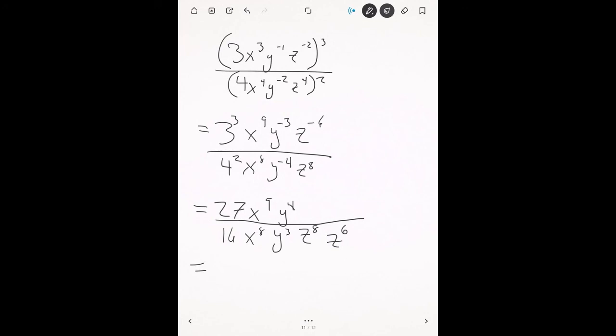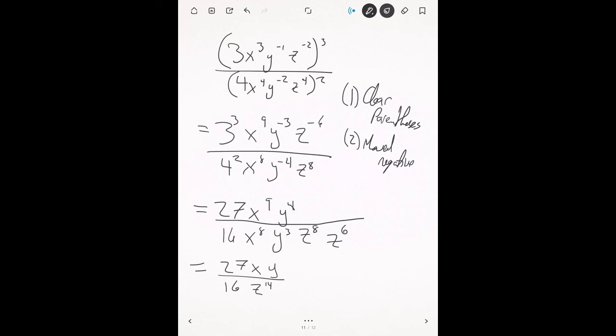And then let's see what we have. 27, 16. X to the 9 over x to the 8 is just x to the first on the top. Y to the fourth and y to the third is y to the first on the top. And z to the 14th on the bottom. And that should be it. The only other step we did first was clear parentheses. Once we cleared parentheses, we then moved negatives. And once we did that, we just simplified like normal.